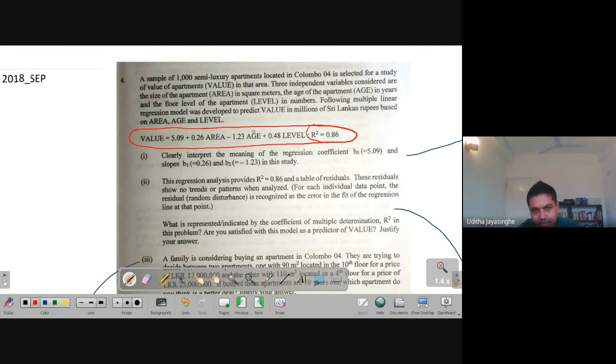Keeping all other variables at zero, the value is 5.09. It has no practical value. B1 is the area in square meters. B2 is the age. So with all others remaining constant, if you increase the area by 1, the value is going to go up by 0.26 million, or if age increases by 1 year, it is going to go down by 1.23 million. Likewise, you can do the explanation.